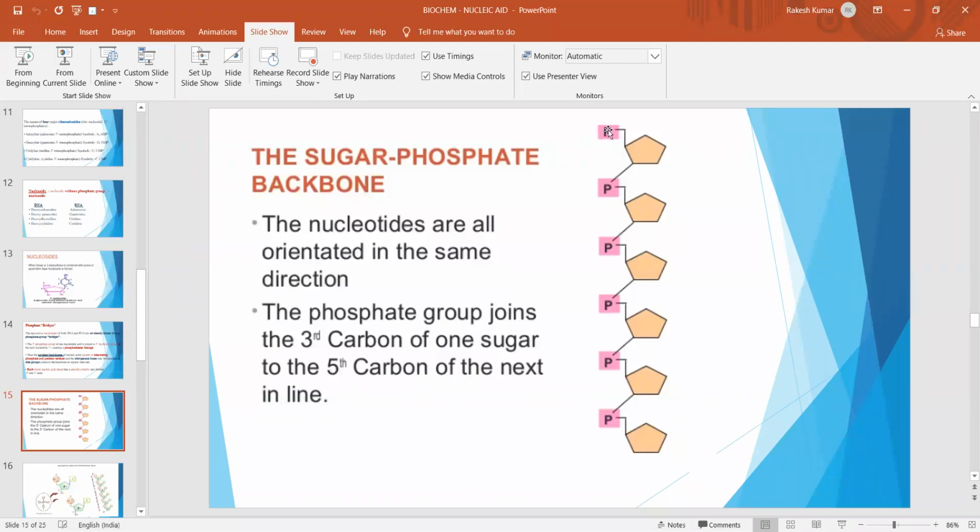Here there is joining of phosphate with C5 of sugar, and the next phosphate group is attached to C3, which is also attached to C5 of the next sugar. Thus, this is the backbone of phosphate, sugar, phosphate, sugar, phosphate, sugar of the nucleotide strands. And the phosphate group joins the third carbon of one sugar to the fifth carbon of the next in the same line. You have already seen it.